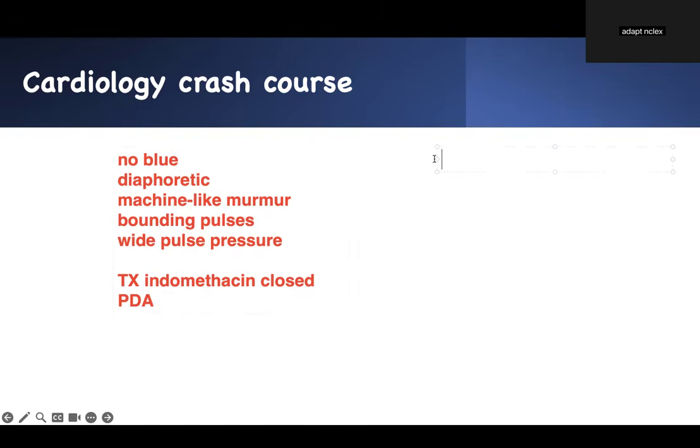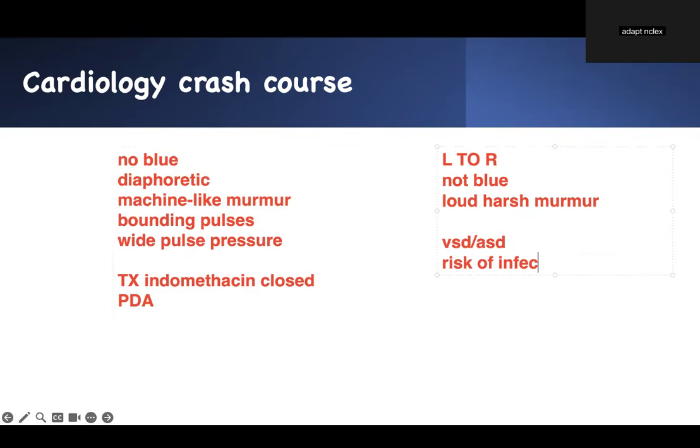The next one, the nurse couldn't figure out, but she knows that this is a left to right shunt. So the baby is not blue, right? But they have a very loud, harsh murmur. It's not machine-like. This is VSD or ASD. They are at risk of infection, so they're making sure they have masks and everything going. And then she said, I'm learning a lot. Then she went to the next kid.